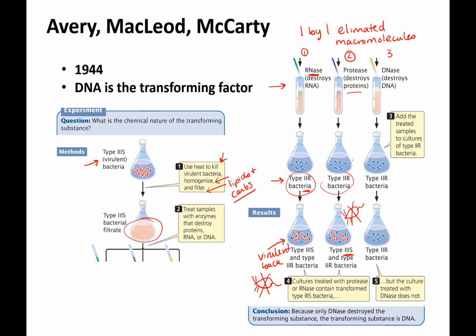So finally, and who knows if it was even in this order, probably not, they took an enzyme called DNase, which is an enzyme that chops up DNA, added that concoction to the rough strain, and only got rough back. No smooth. The mouse is happy. No transformation.